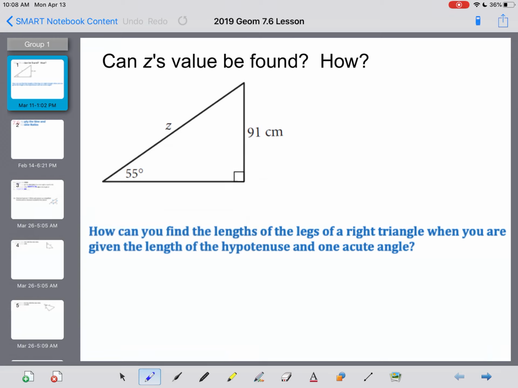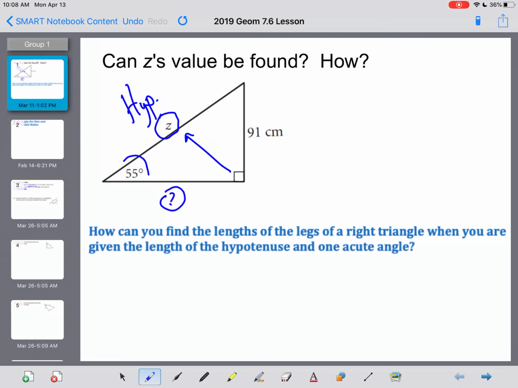Again, we're asked to see if we can find this value z, and this is the hypotenuse. Remember, it's the longest side across from the right angle. And again, if I knew this, I could use the Pythagorean theorem. But since I can't, I can't use the Pythagorean theorem.